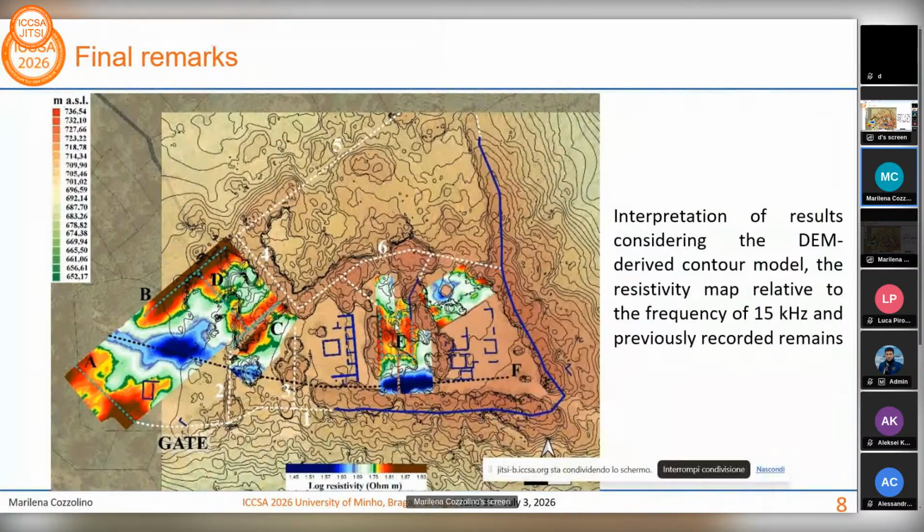Of course, we plan to integrate geophysical results with other techniques such as ground penetrating radar or electrical tomography, and we are planning to carry out photogrammetry with a drone equipped with a LiDAR in order to remove the vegetation, even if also with the vegetation we were able to recognize some parts of the city.